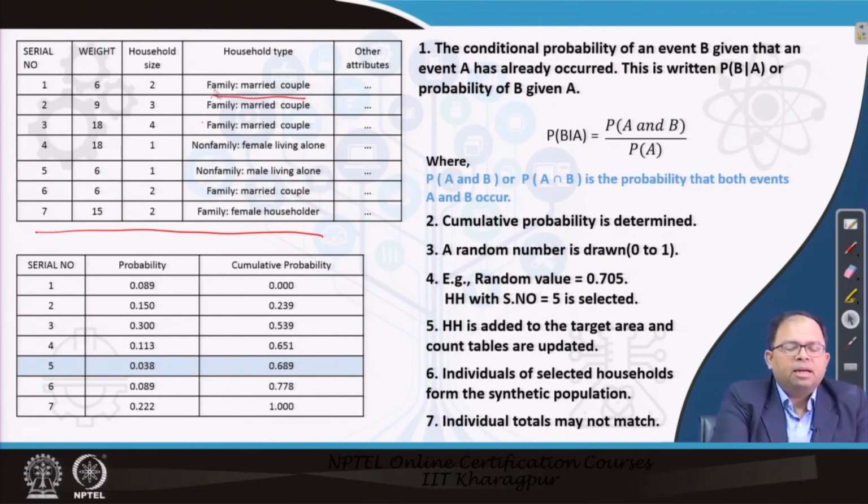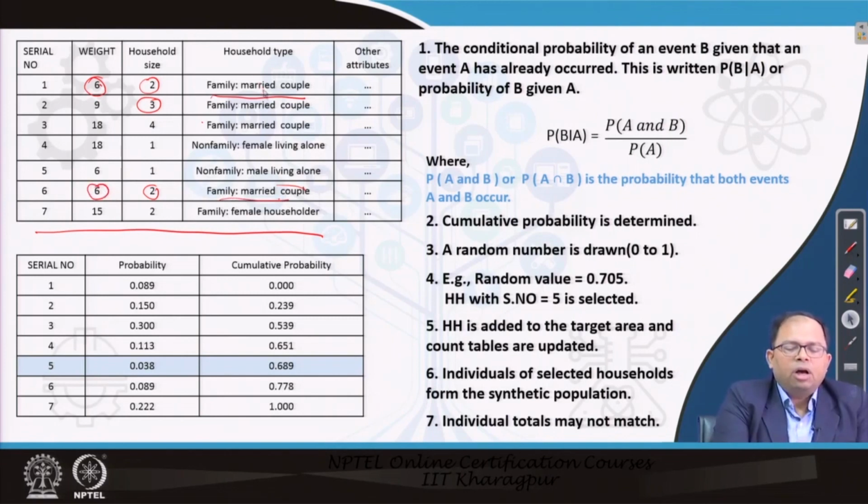Again, family with married couple of household size 2, family with married couple of household size 3, family with married couple of again household size 2. When these two are the same, these are different samples of the households available in a particular area or in my sample population. So this particular household is a married couple, it's a family, and it has a size of 2, and the weightage of 6 basically means there are 6 of this type of households. For example, you can see family married couple, again the weightage is 6.